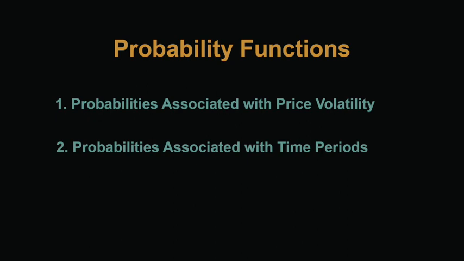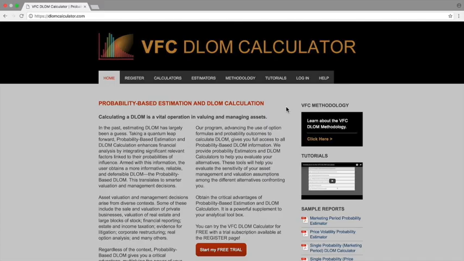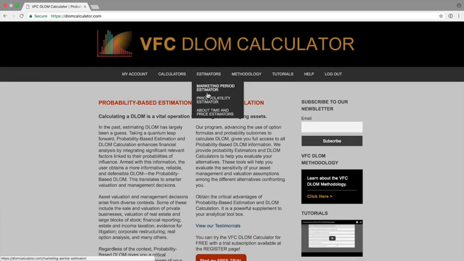This tutorial shows how the VFC DLOM calculator can be used to estimate the price volatility of businesses. You will need to be registered and logged into the VFC DLOM calculator to perform the functions we will be discussing. We're demonstrating price volatility in this tutorial.